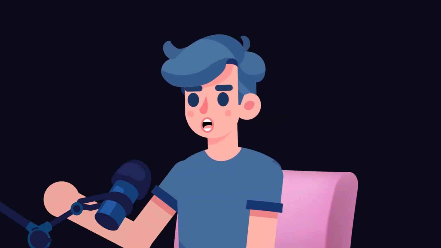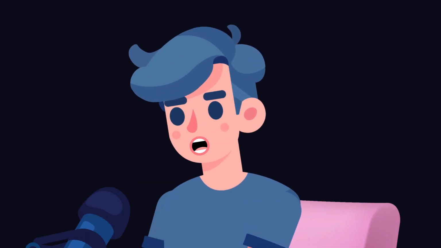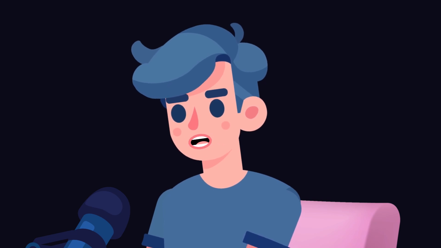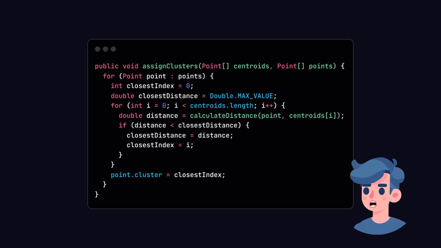Here, we defined a nested static class Point to represent each data point with its coordinates and the assigned cluster. In the main method, we created a sample dataset consisting of 6 2D points. Next, let's implement the k-means algorithm. First, we'll need methods for initializing the centroids, assigning clusters, and updating centroids. In this method, we choose k random data points from our dataset as the initial centroids. This forms the basis of our clustering.